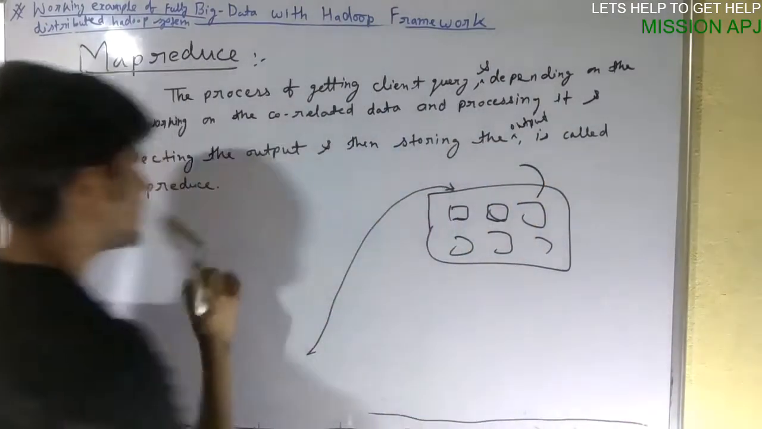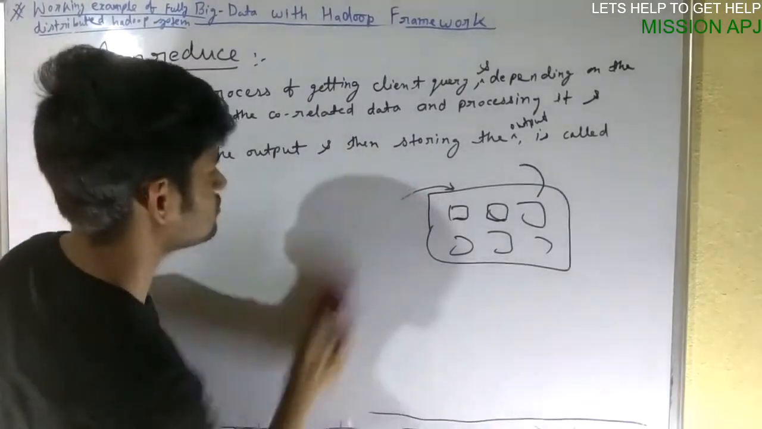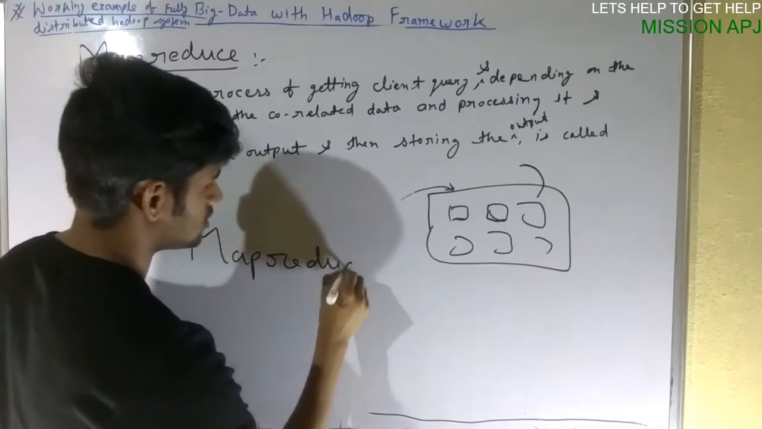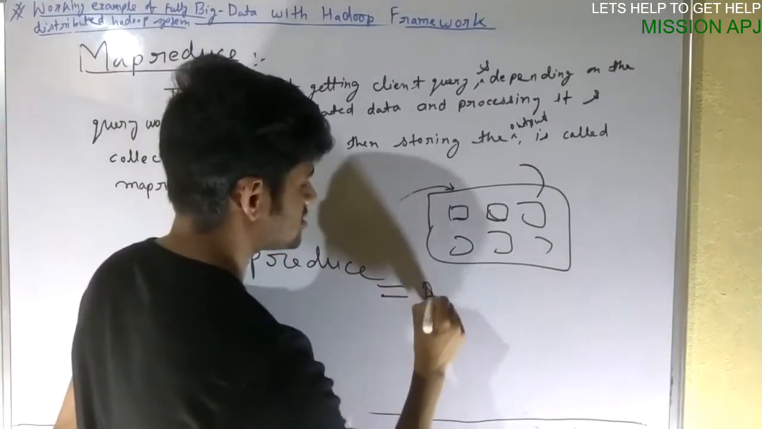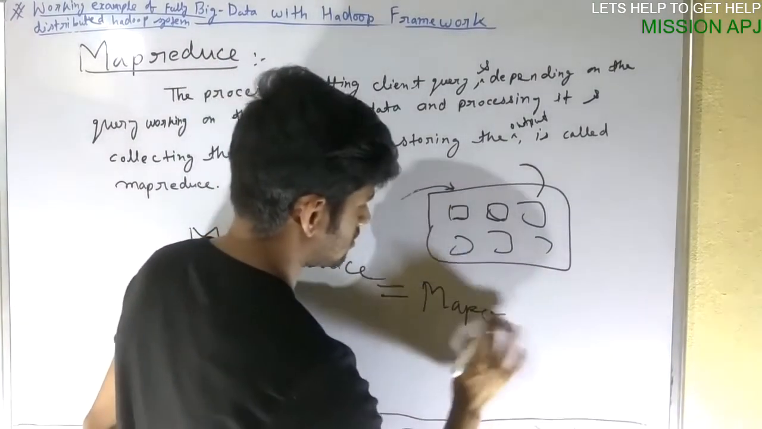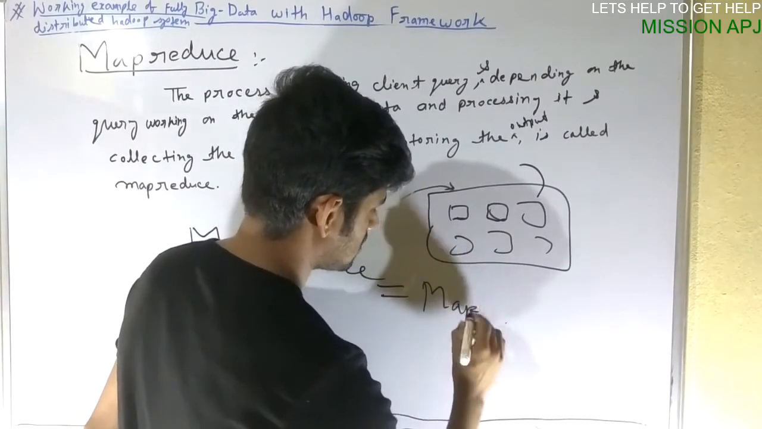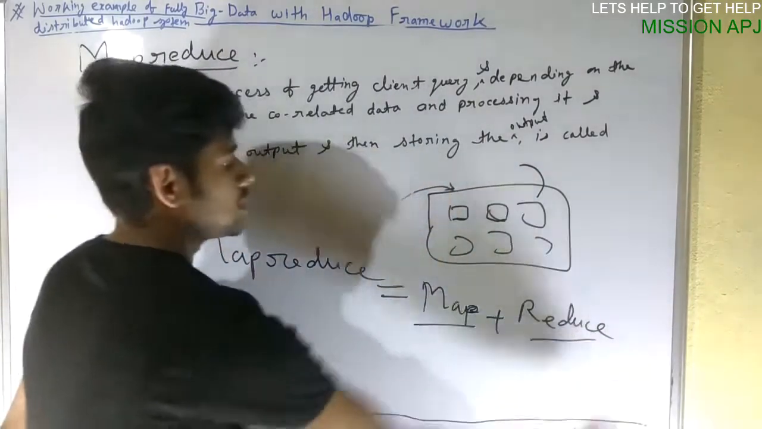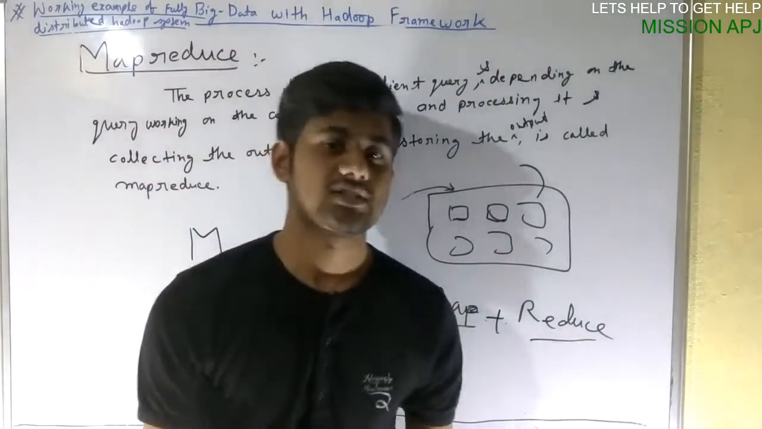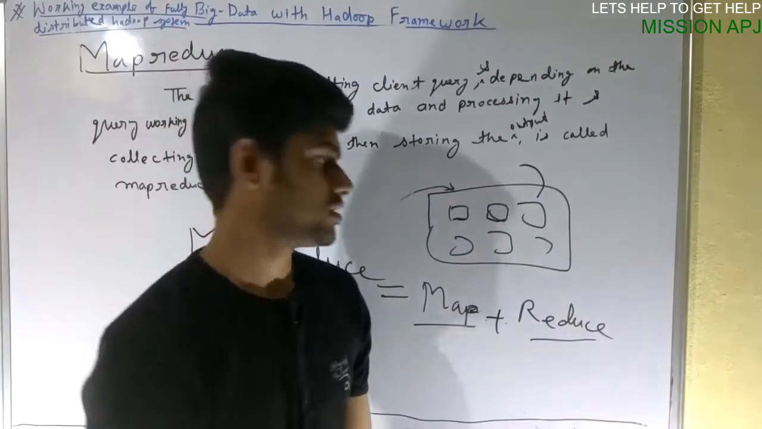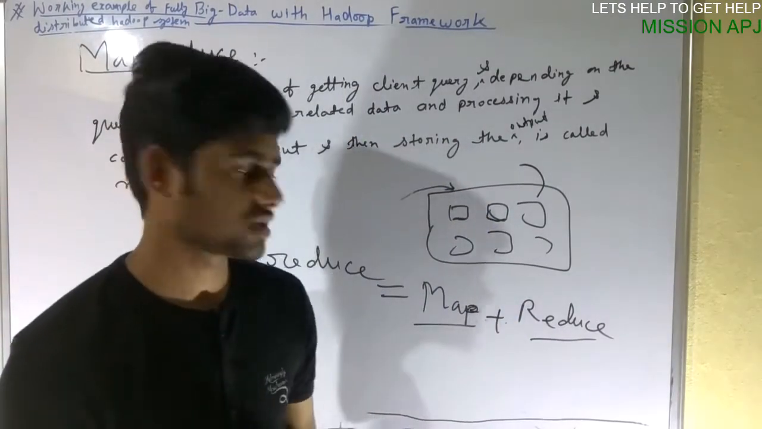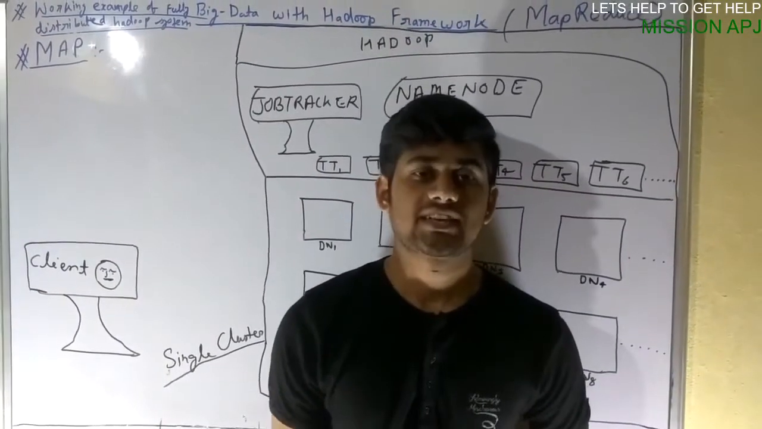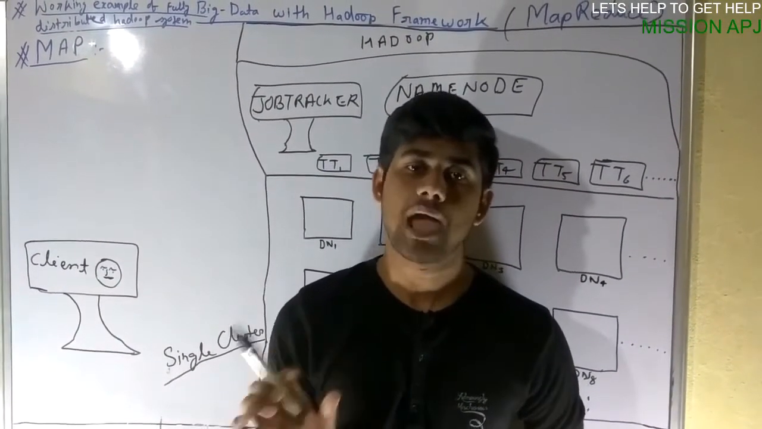So MapReduce can be split as map plus reduce. Here map is one process and reduce is another process. Reducer we will be discussing later. So let us understand map first. Okay, let us understand the map part of MapReduce.